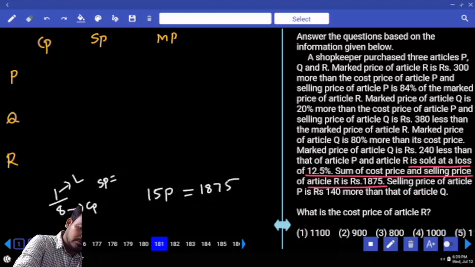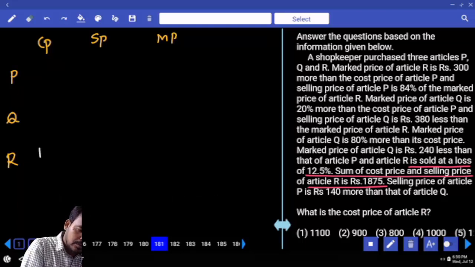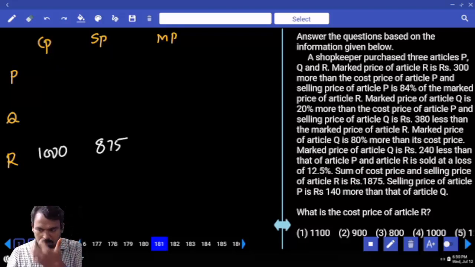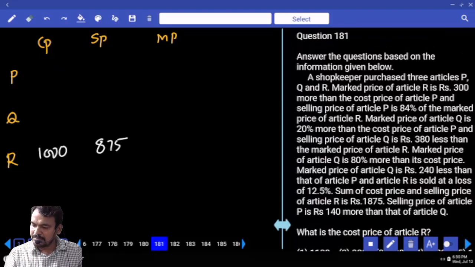8 parts is how much? 1000. Means cost price of R is 1000. R selling price is 875. And one more, what is the starting line given?